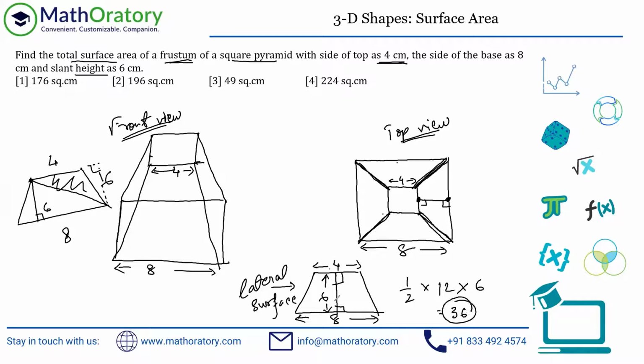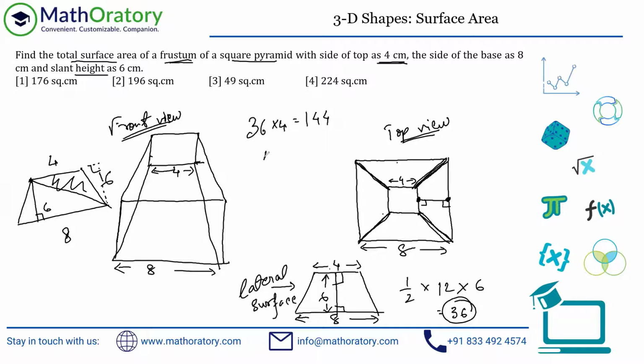But this is just one surface. Each of these surfaces is going to have an area of 36, right? So the total lateral surface area will be 36 into 4, which is 144. Now this is the lateral surface. Now think about the two squares that we have. Easy enough, right?